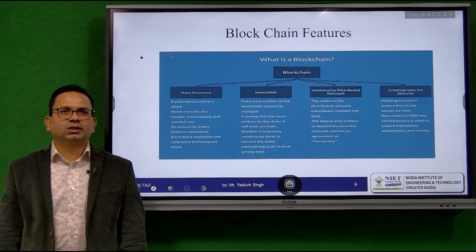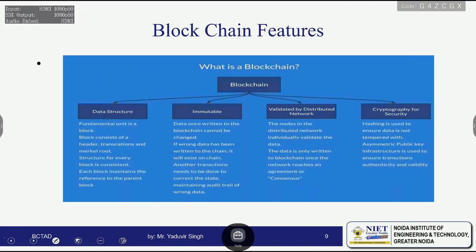And these are certain characteristics of blockchain. The first characteristic is distribution. The second characteristic is the immutable feature.